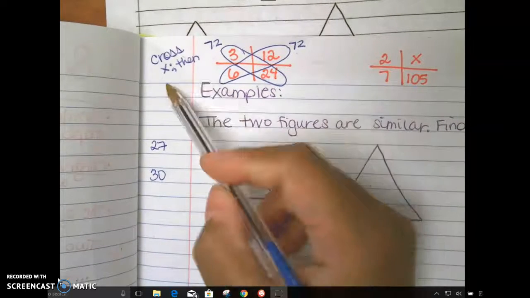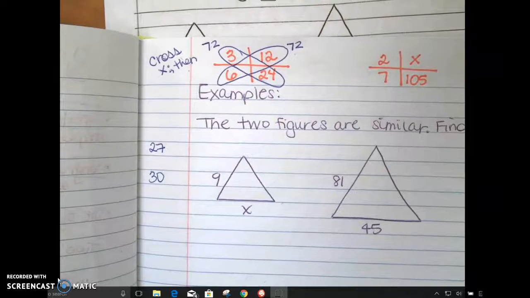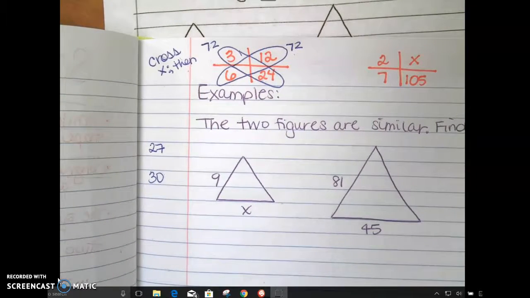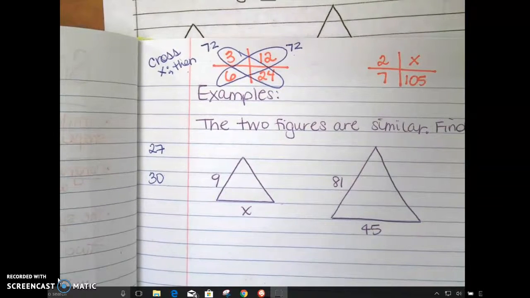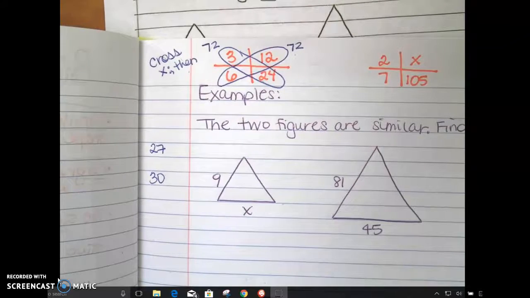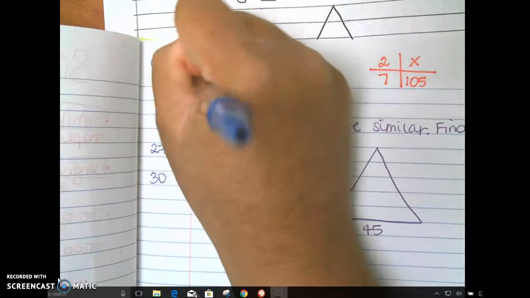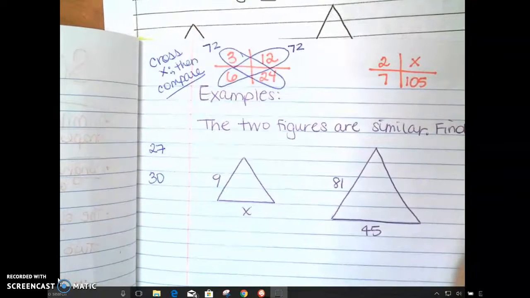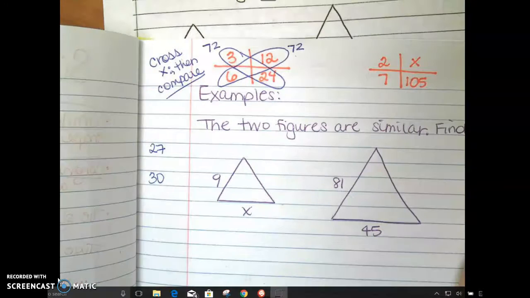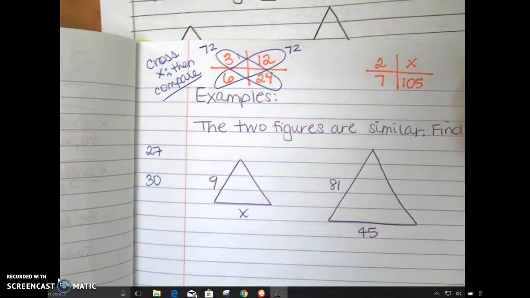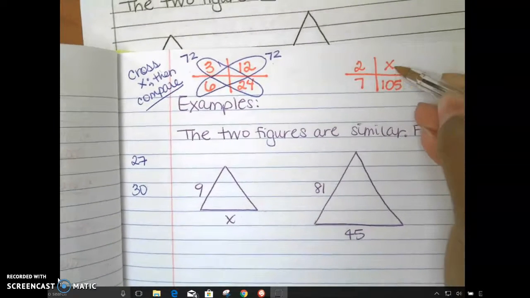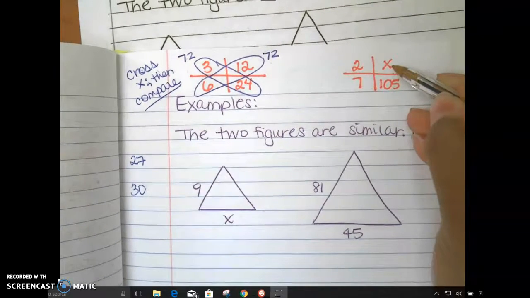So I'm cross multiplying and then what? What is that called? What's the one word called? Y'all do it in ELA. Compare. Thank you, compare. Cross multiply, then compare. I want to see who's equal or who's not. That is comparison. Over here, I don't have this value, so what do I do?